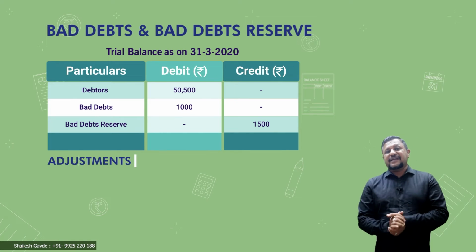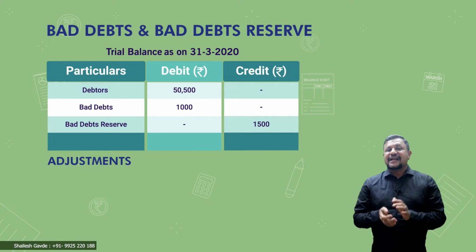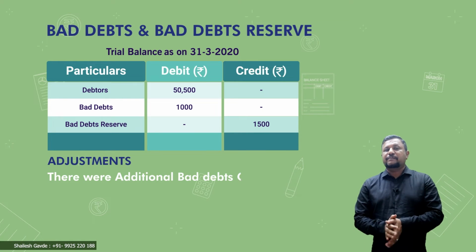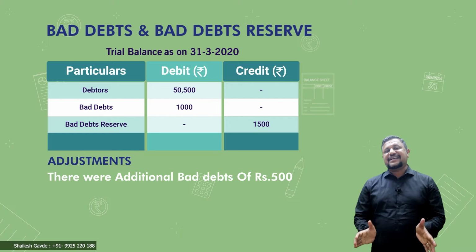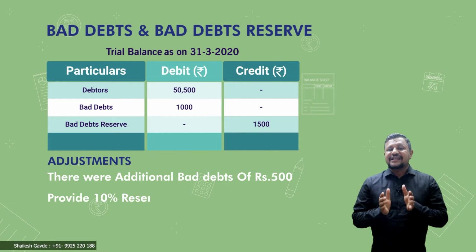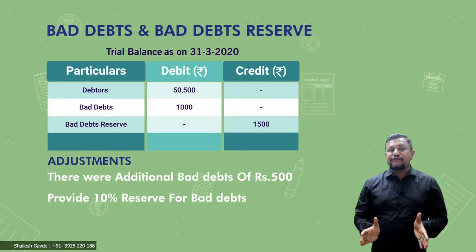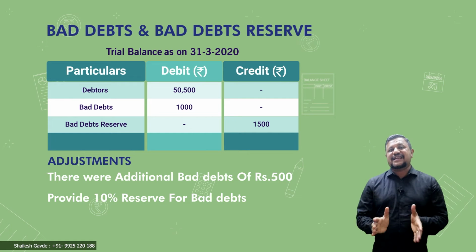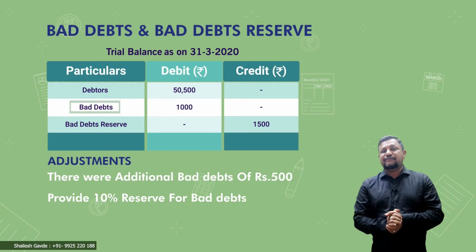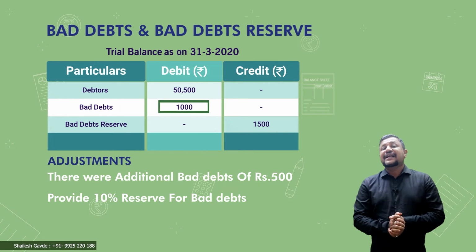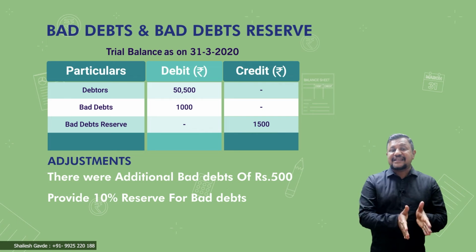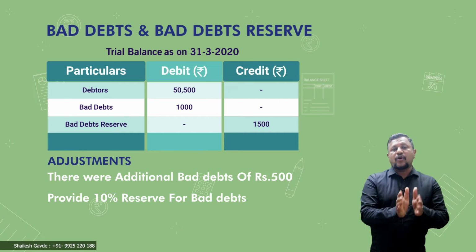Well, adjustments. The first adjustment: there were additional bad debts of rupees 500, and the second adjustment: provide 10% for bad debts reserve. Well, if we understand the trial balance items, in the trial balance they've given bad debts 1,000. That means this is a recorded loss.